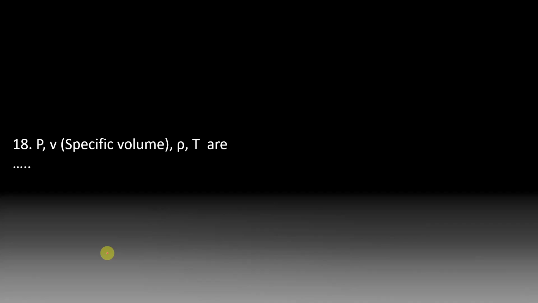So pressure, then small v is specific volume. Always remember that capital V is the absolute volume in meter cube, whereas small v is a specific volume, and specific means per unit mass. So it is meter cube per kg. So P, V, mass density rho, and T.